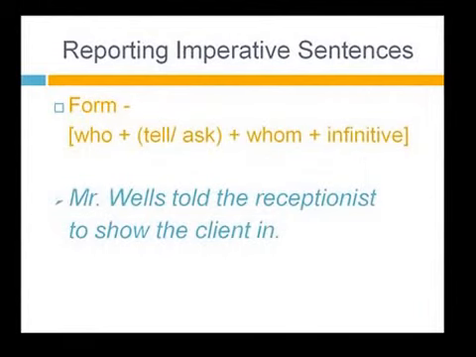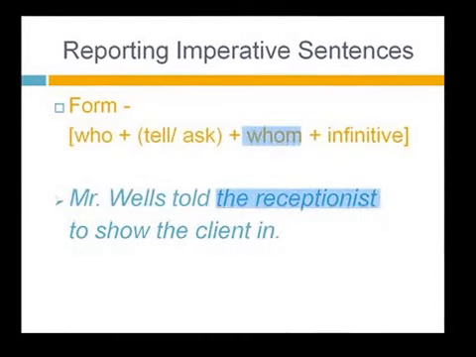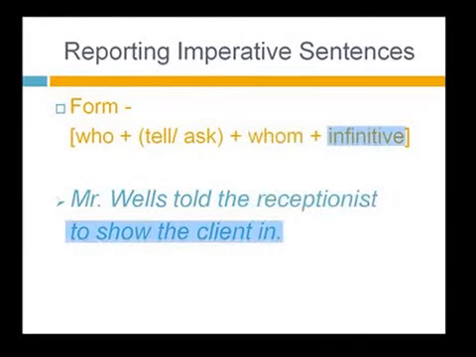So when reporting imperative sentences, we most often use this form: who, our speaker, tell or ask, the reporting verb, usually in the past tense, whom, the object, and the infinitive. Again, our example is Mr. Wells told the receptionist to show the client in. Let's try our first exercise.